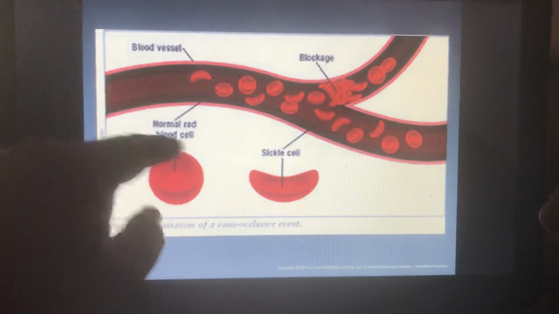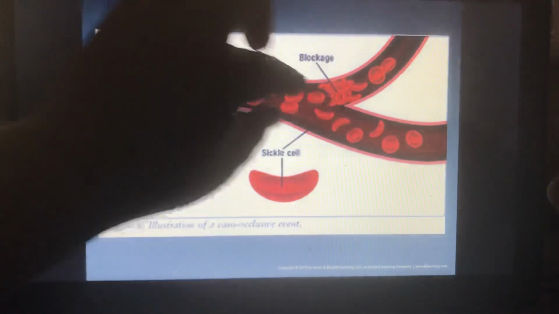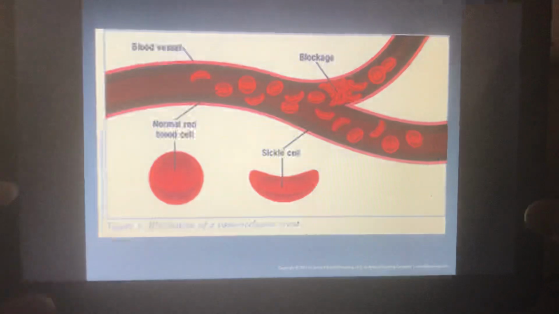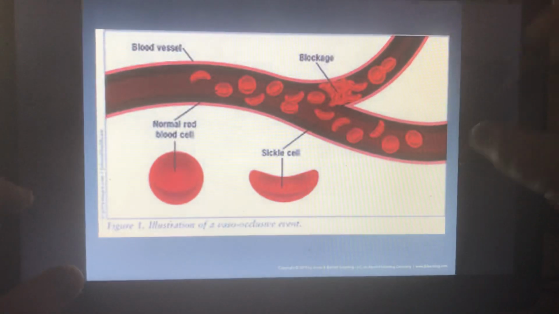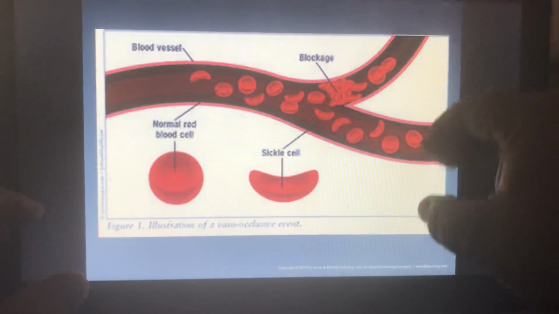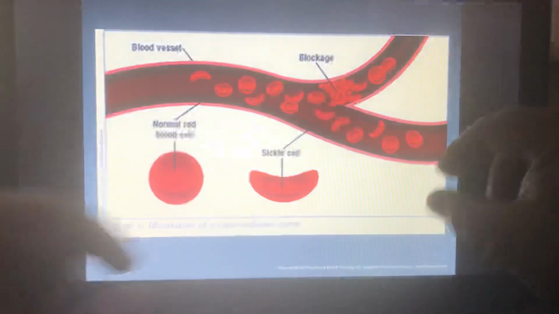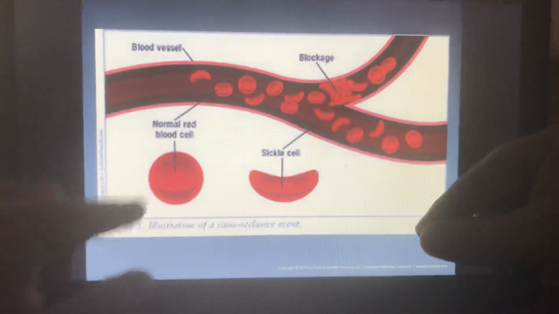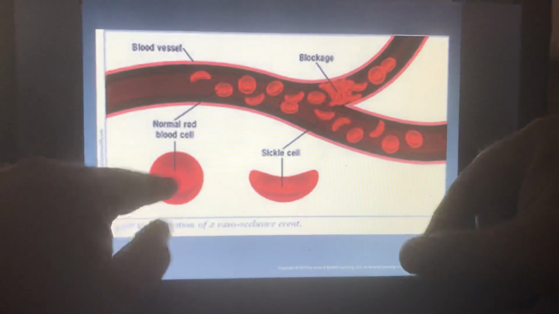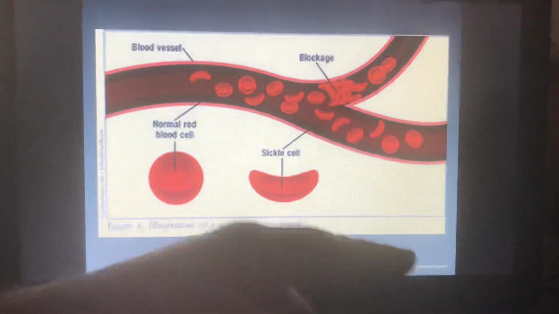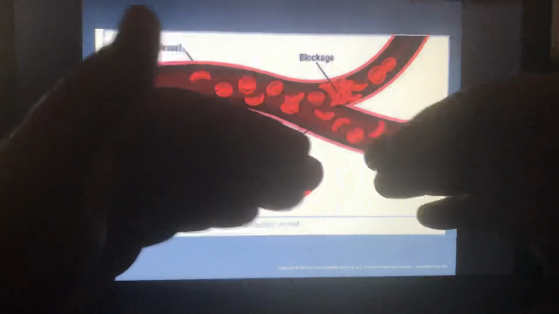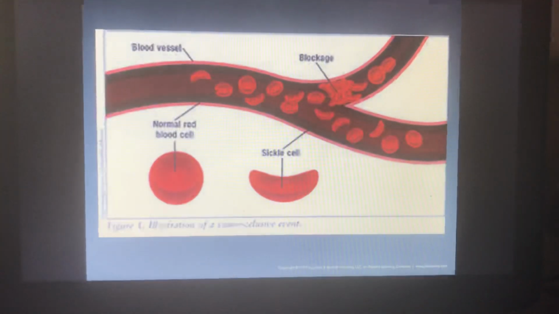So remember, we talked about normal blood cells. They flow through. As the arteries go into arterioles and capillary beds, they get smaller and smaller and smaller. These just bump around, and remember, the capillaries are big enough to allow one red blood cell, single file, to pass through. With a sickle cell shape, that's going to be even worse.